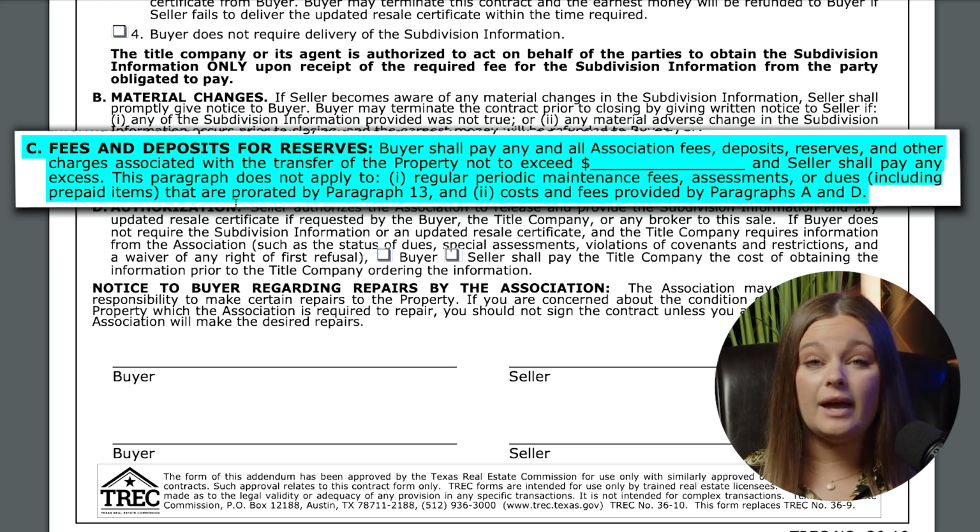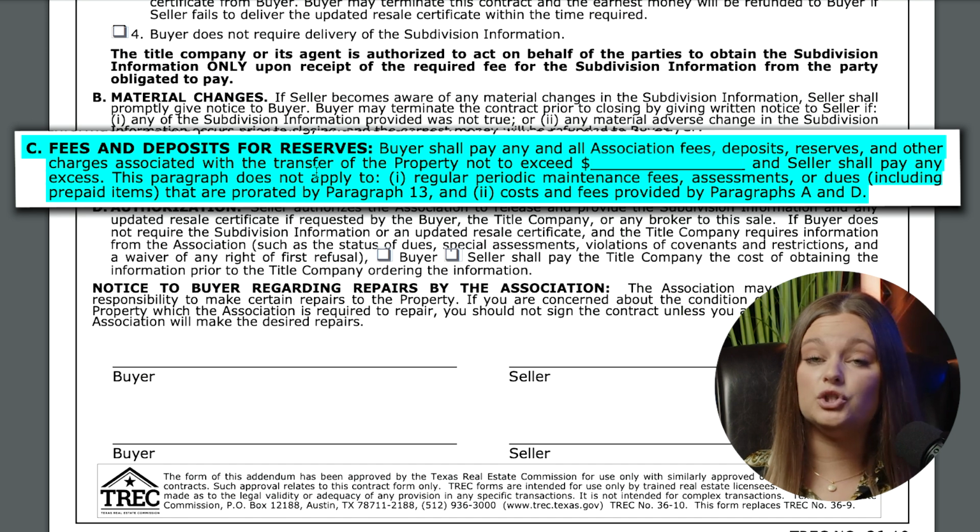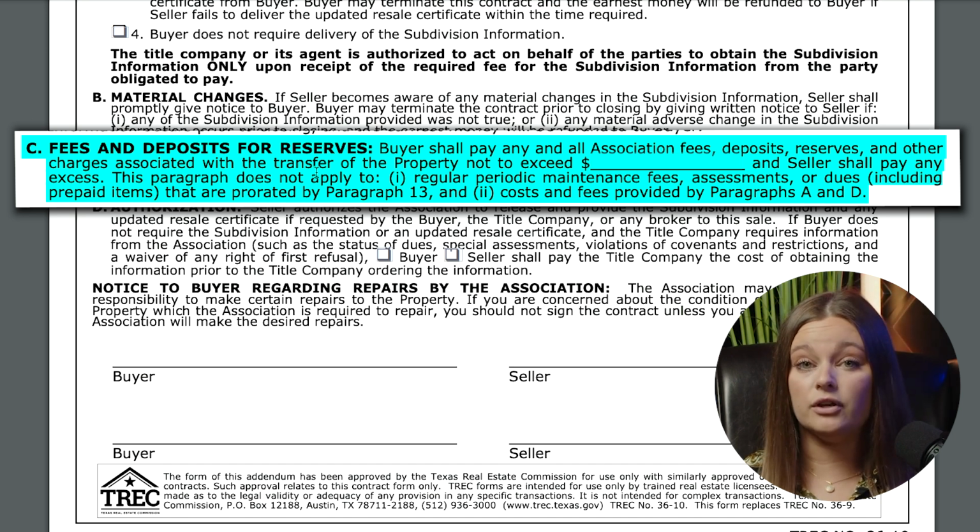The buyer only has to pay up to the dollar amount listed in that paragraph, and then the seller does have to cover the rest. For example, if the transfer fee is $200, but you also have a working capital fee of $500, and this paragraph mentions the buyer pays up to $250, the seller is going to have to cover the rest, $450, of what's listed on the resale certificate.